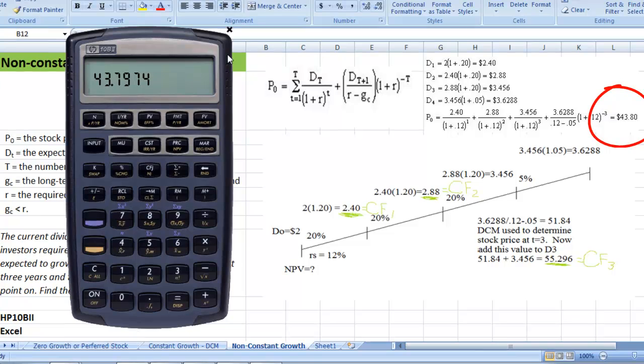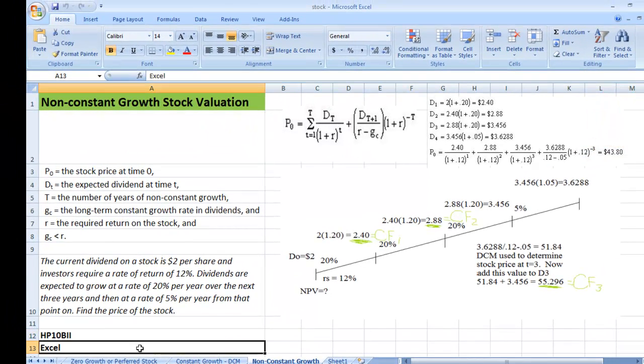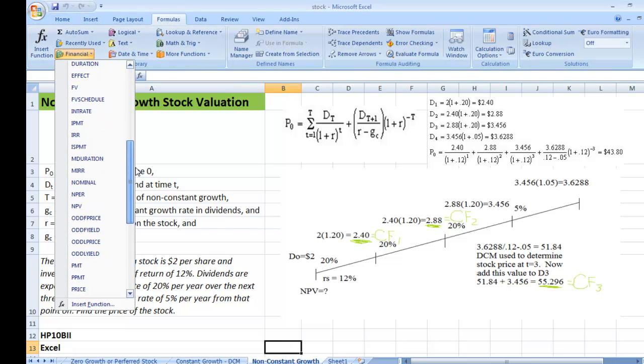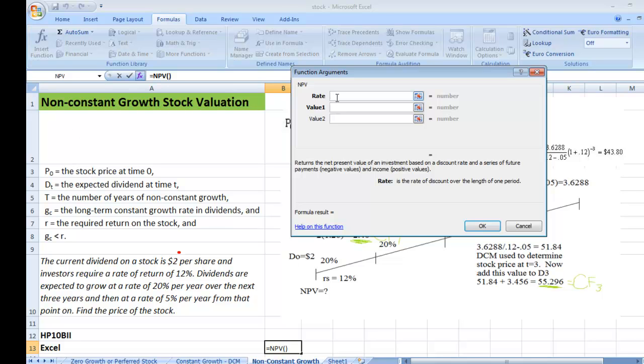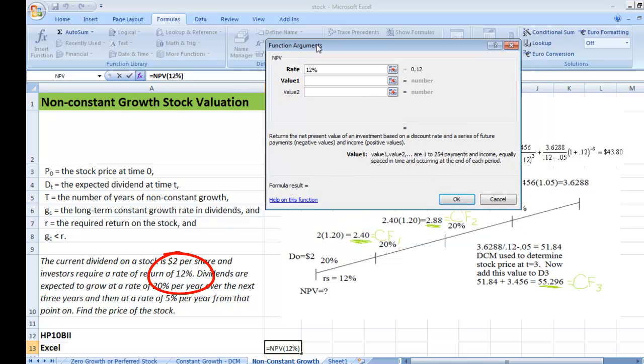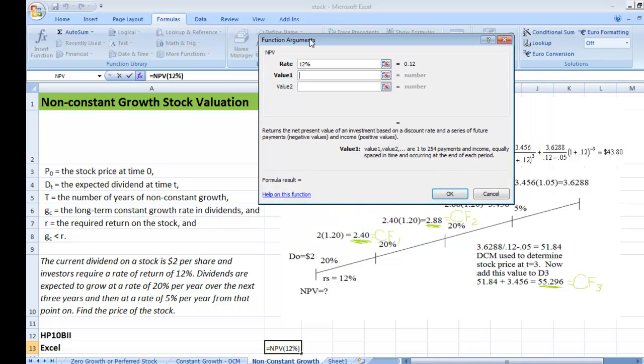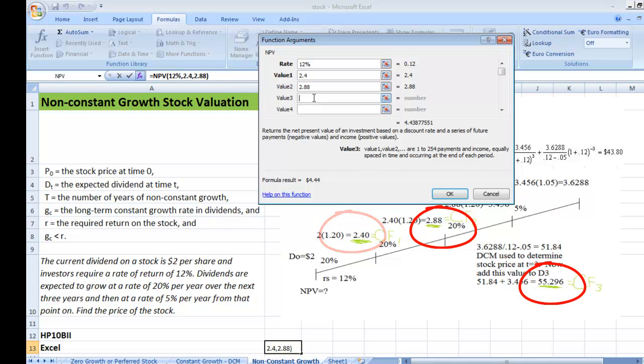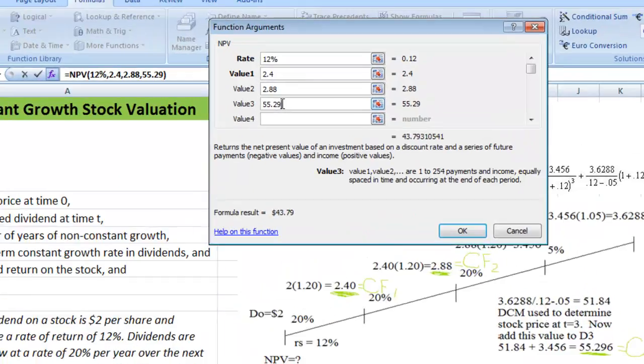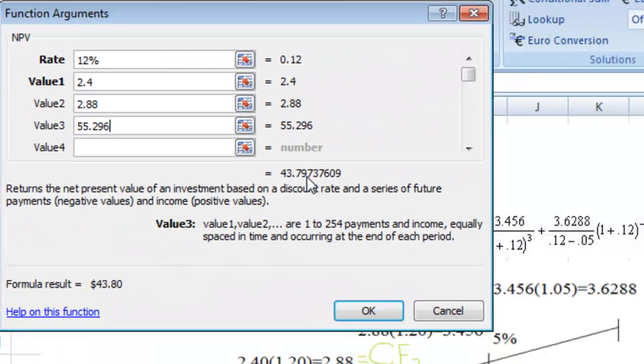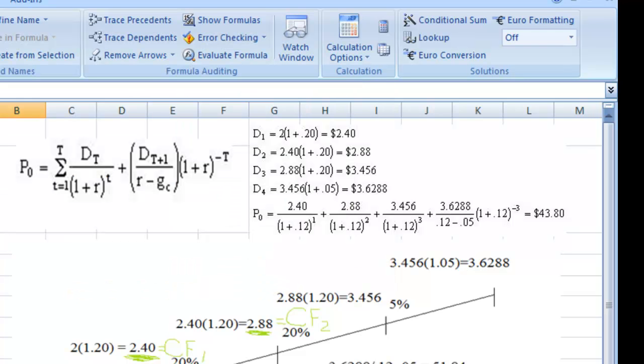Now, let me go ahead and do it in Excel, place it right here. In Excel, formulas, finance, we're looking for net present value, and the rate is 12%. Value number 1 is 2.40. Value number 2 was 2.88, and value number 3 was $55.296, and right here we get the 43.79 or 43.80 as well. And there's the answer.